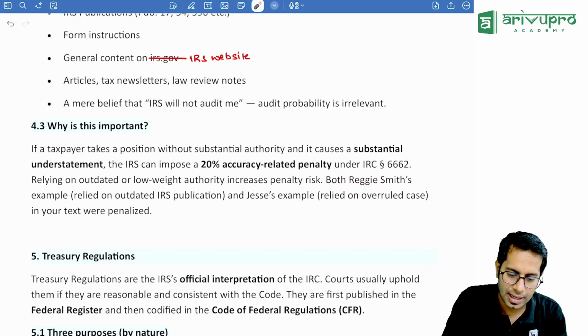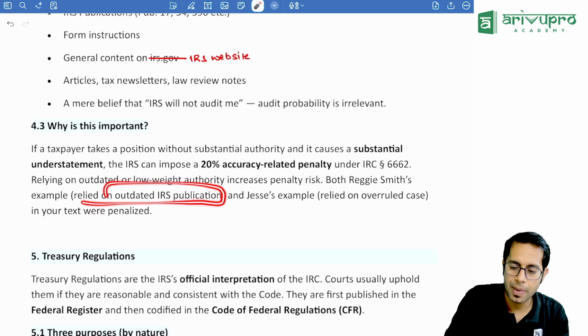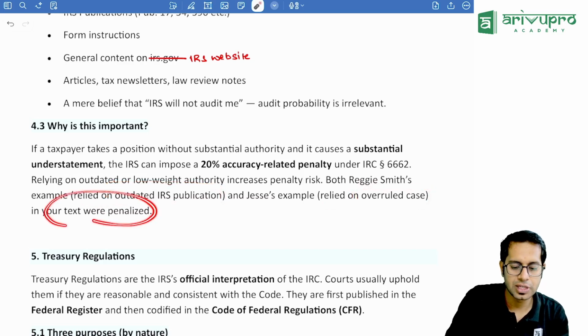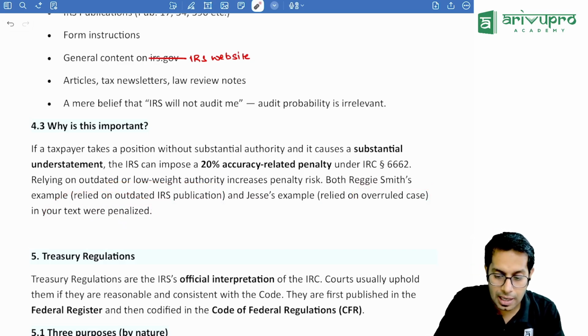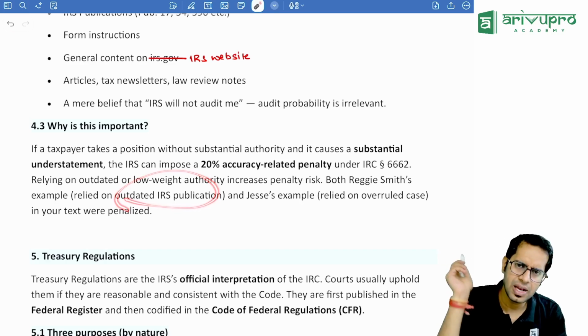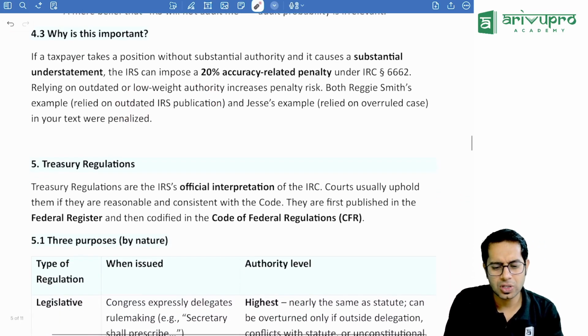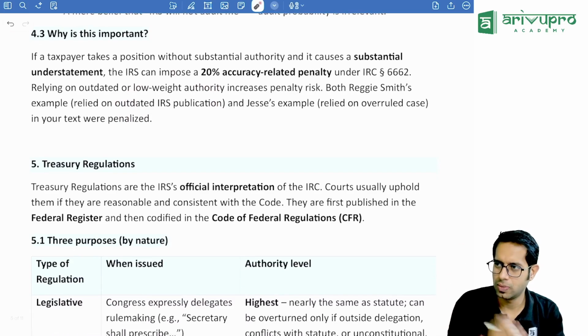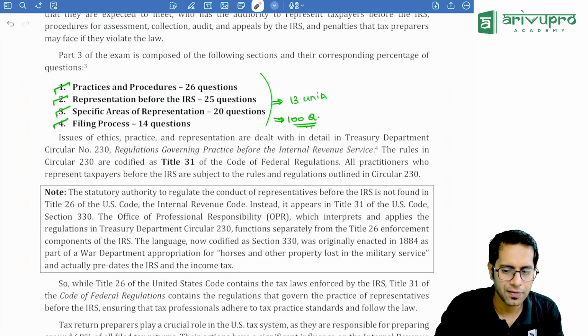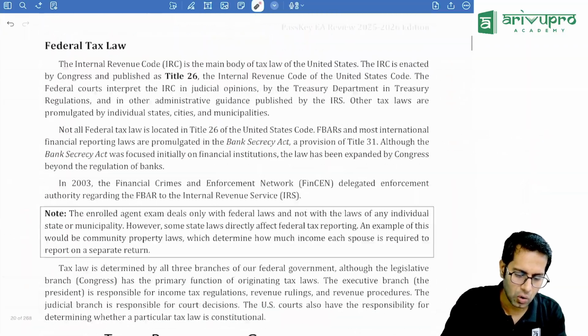In that example, they relied on outdated publications and overruled cases, and because of which they were penalized. If you are relying upon something which is not there at all, something which is outdated, a very old law, because of that you may be imposed penalty. So that example is there. A few places I have taken references of examples.